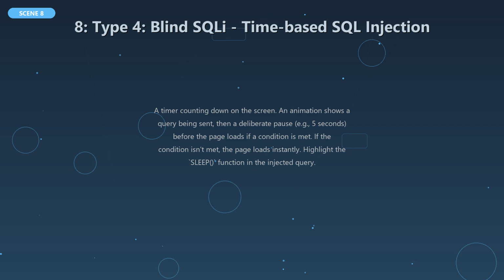This method is even slower and more tedious than Boolean-based blind SQL injection, often requiring automated tools to be practical. However, it's a critical technique for extracting information from highly resilient applications that offer minimal feedback, proving that even a lack of information can be turned into a weapon in the hands of a determined attacker.